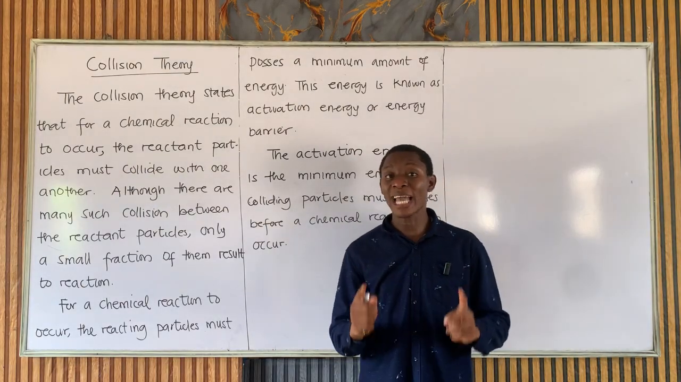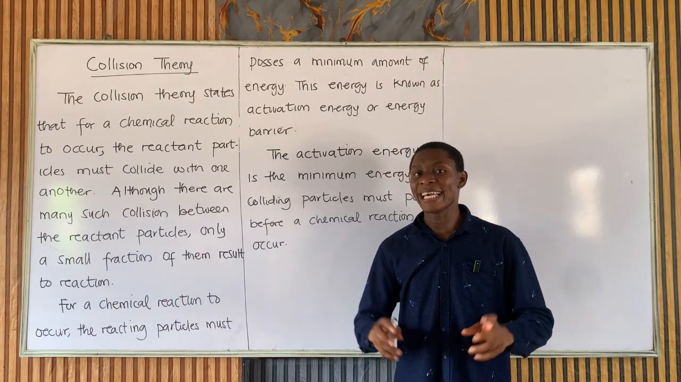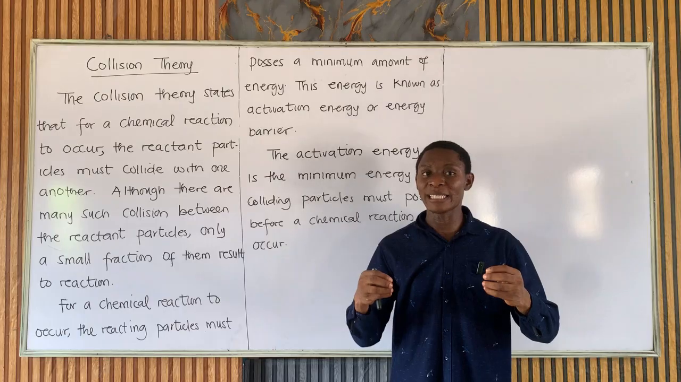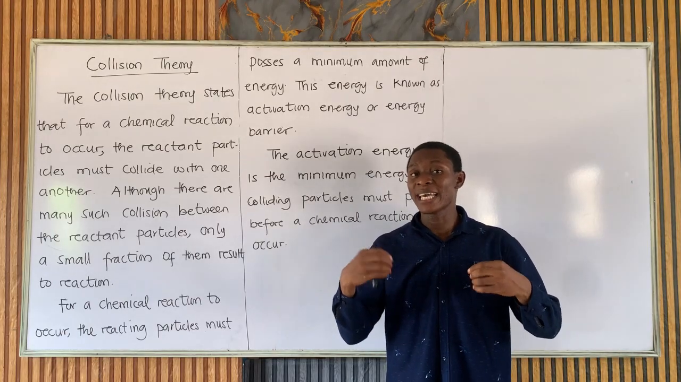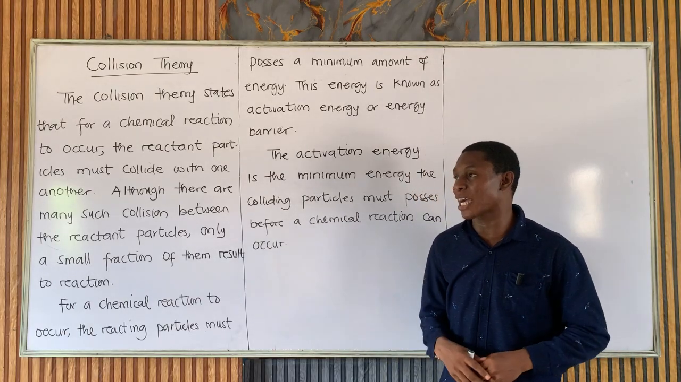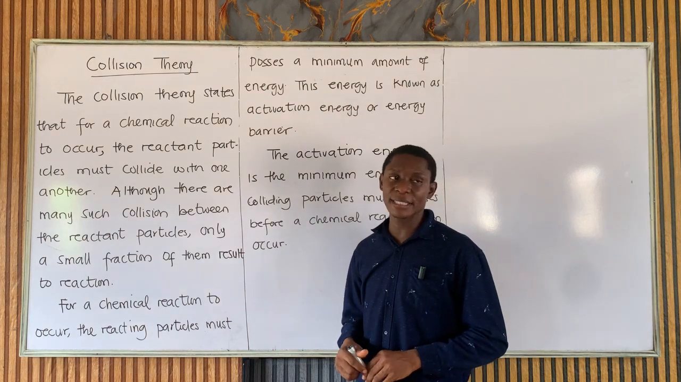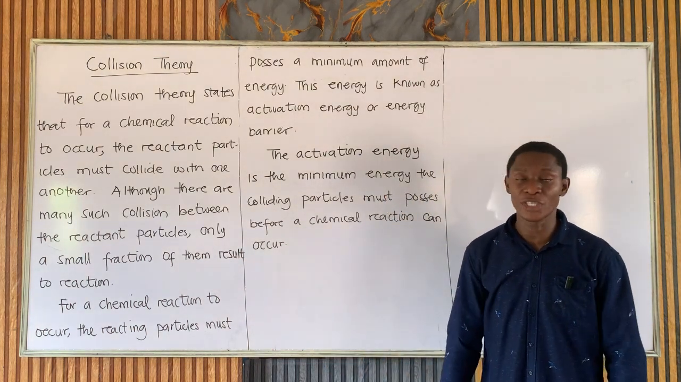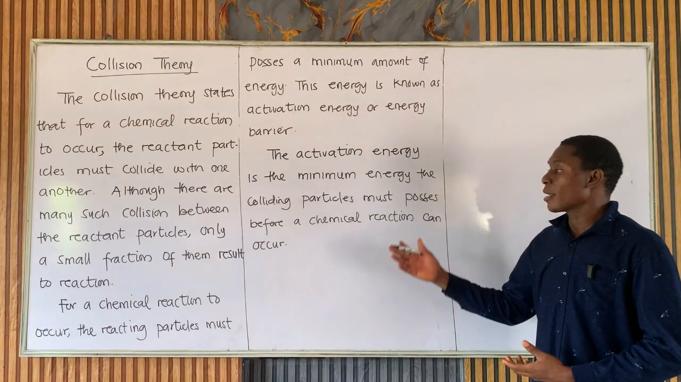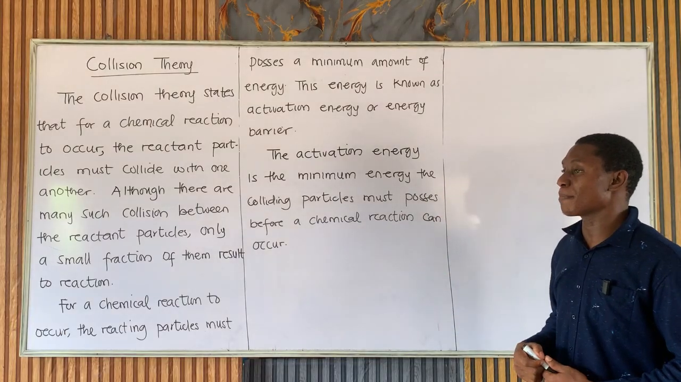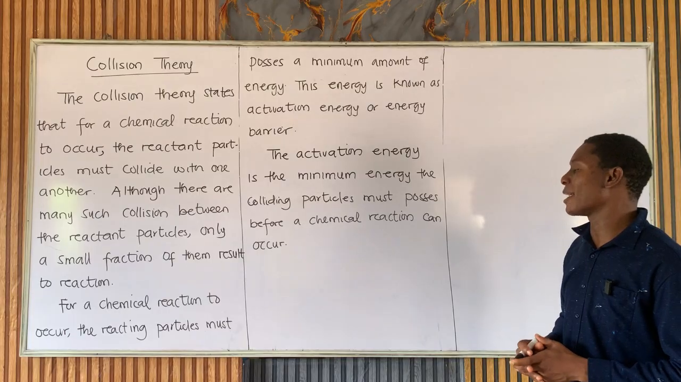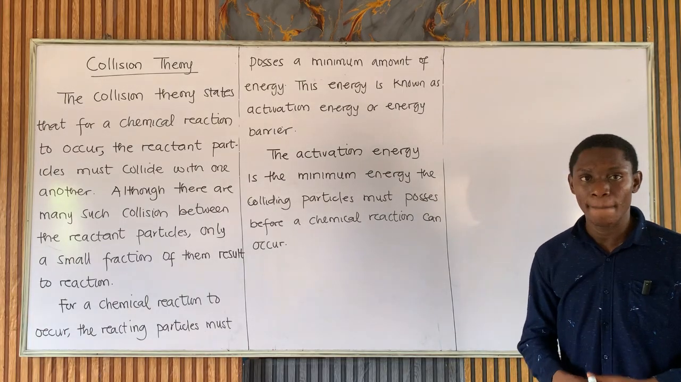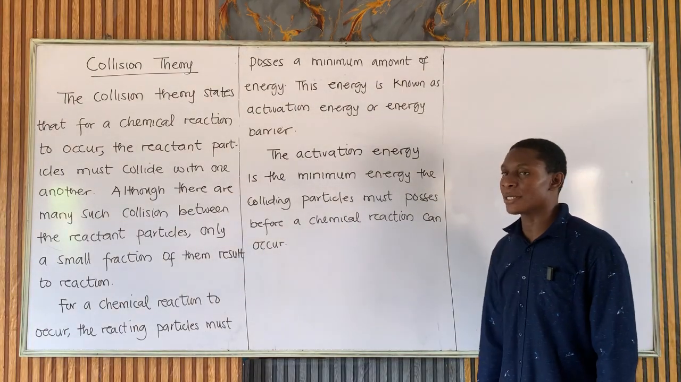For a chemical reaction to take place, the reactant particles must possess a certain amount of energy. This energy is known as the activation energy or energy barrier. So the activation energy is simply the minimum amount of energy the reacting or colliding particles must possess before a chemical reaction can take place.